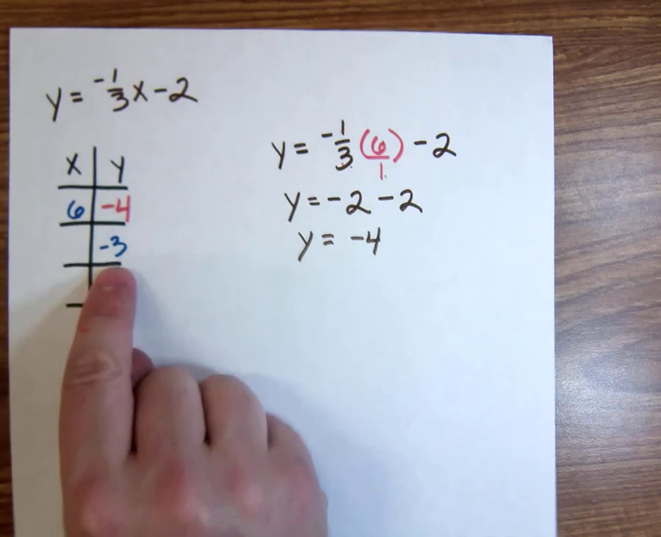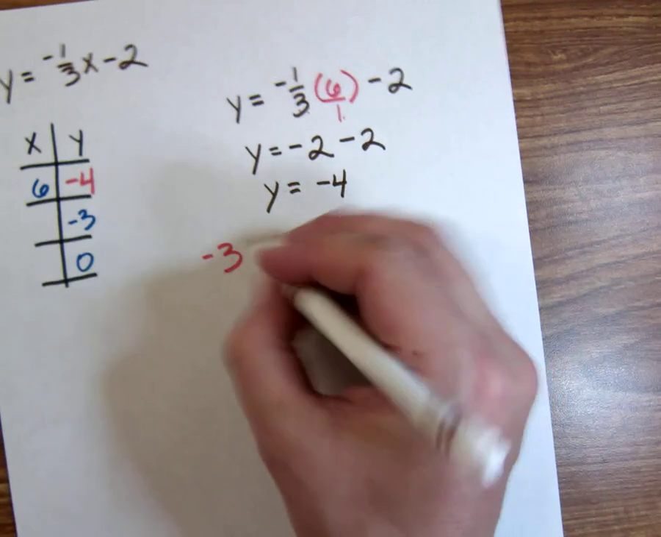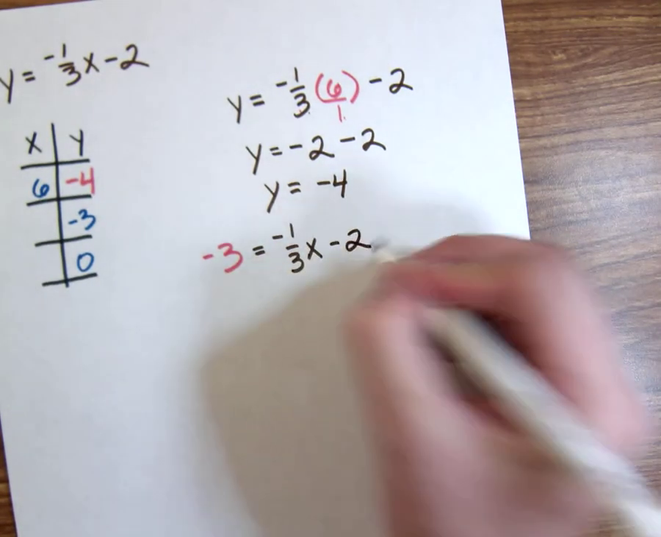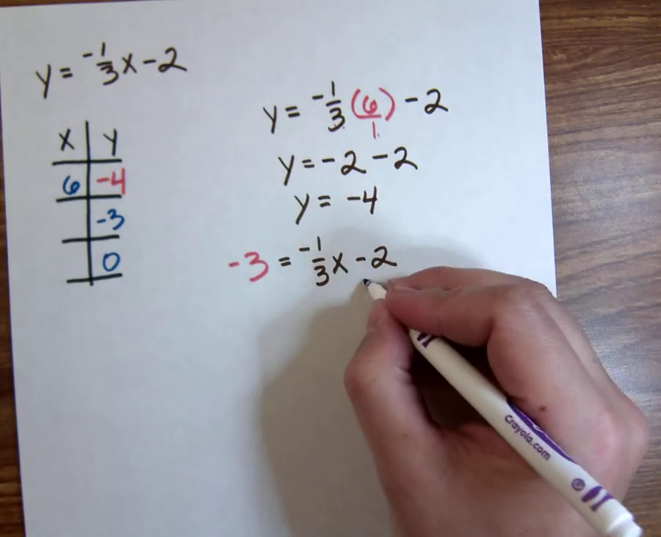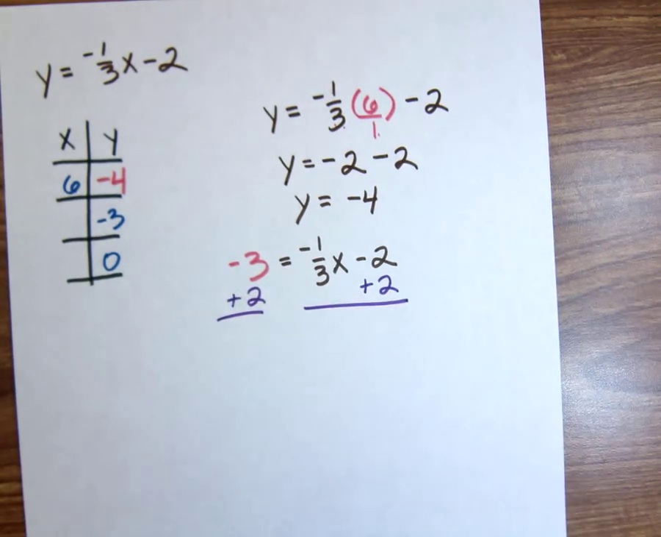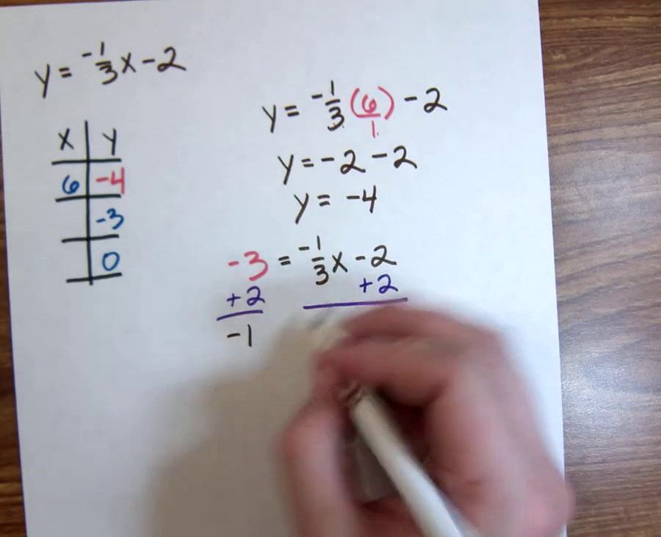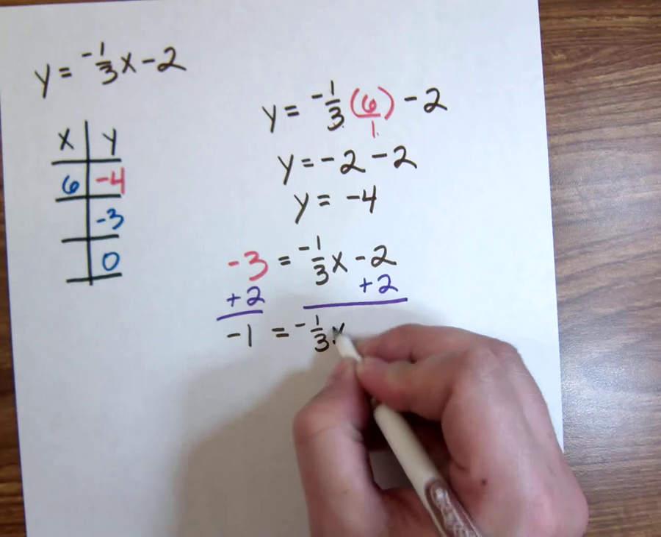Okay, let's try the one where y was -3. So this time I'm going to do -3 equals negative 1/3 x minus 2. Gonna have to do some algebra here, I'm afraid. Okay, good. I hear a couple of people saying +2. That's a good idea. What's that gonna leave me with? Negative 1 equals negative 1/3 x. Good.